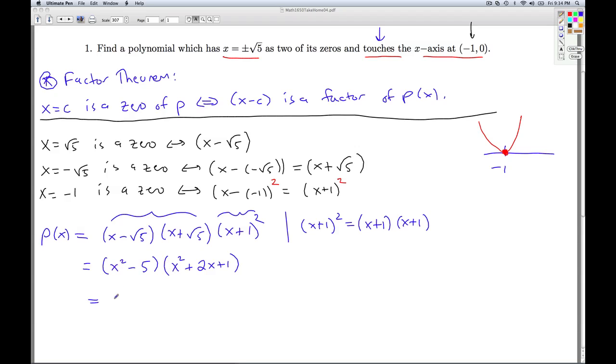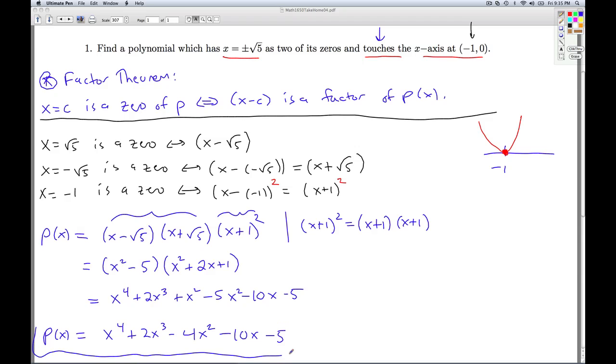Distribute the x squared through. Distribute the -5 through. And then we're all set for our final answer: x to the 4th plus 2x cubed minus 4x squared minus 10x minus 5. So this is one answer to the problem.